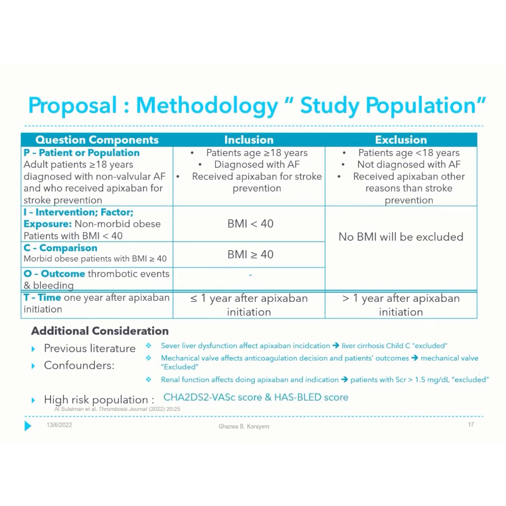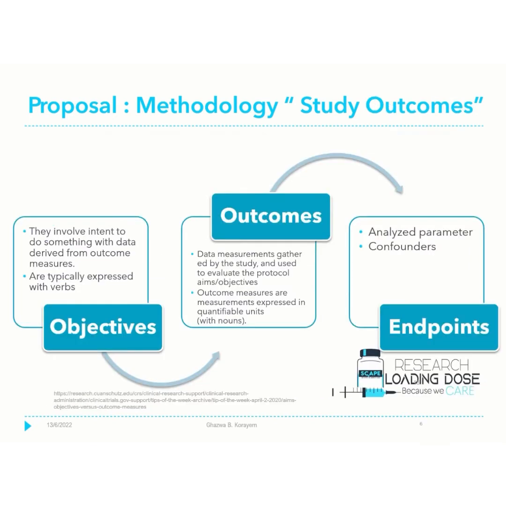Other high-risk populations, such as patients with high CHA2DS2-VASc score, will be at high risk of stroke, while high HAS-BLED will be a risk for bleeding. So even if it's not included in the inclusion or exclusion criteria, it might be a confounder that we adjust for, for example, by propensity score.